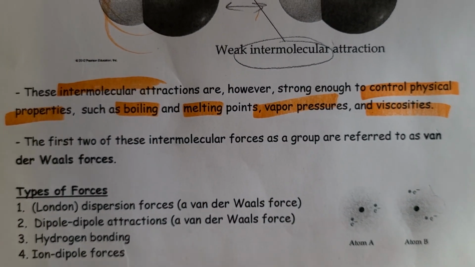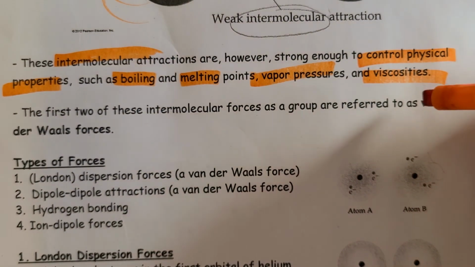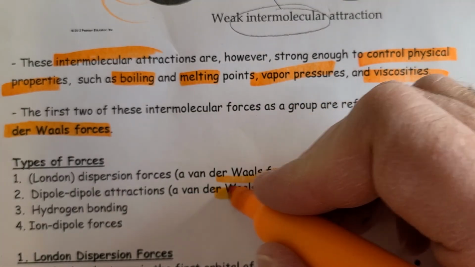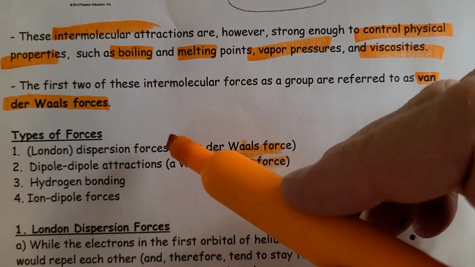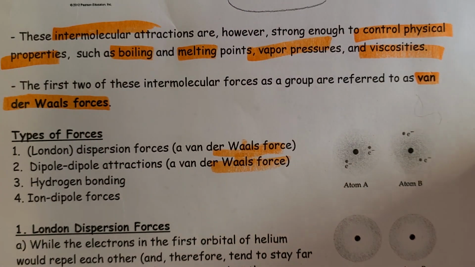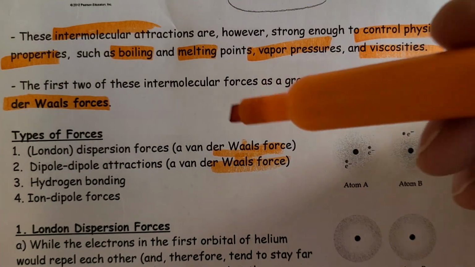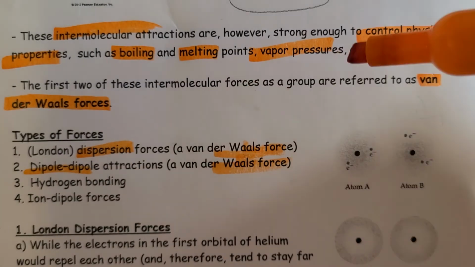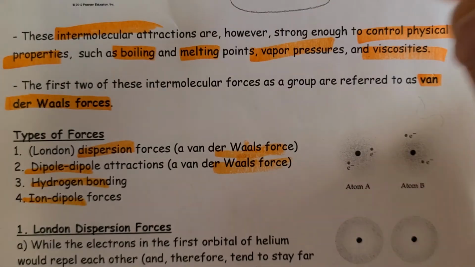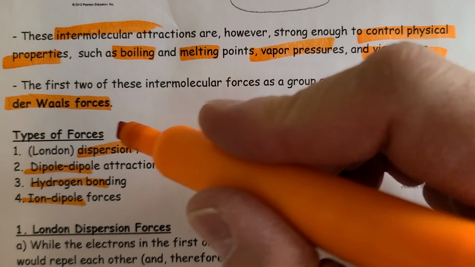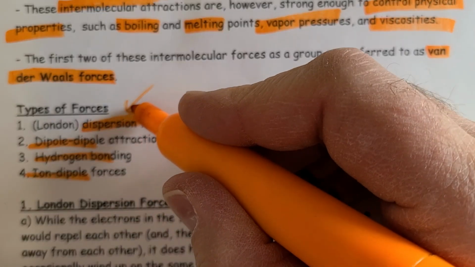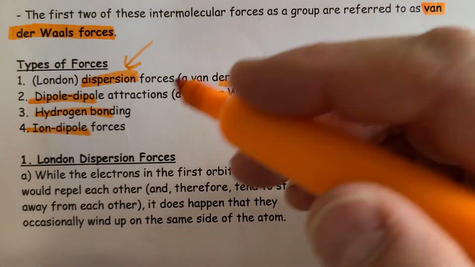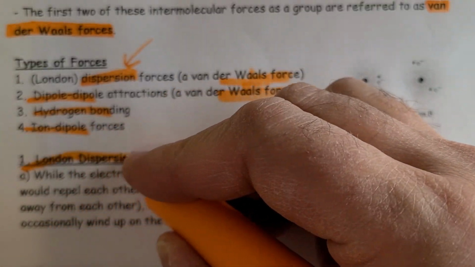The first two of these intermolecular forces are a group commonly referred to as van der Waals forces. So they're both a version of van der Waals, named after the individual who studied them. The first one is dispersion forces, or sometimes referred to as London dispersion forces. Then we have dipole-dipole, hydrogen bonding, then ion and dipole forces. So in this video, we'll look at the dispersion forces first, and then in subsequent videos, we'll look at the rest of them. So London dispersion forces.